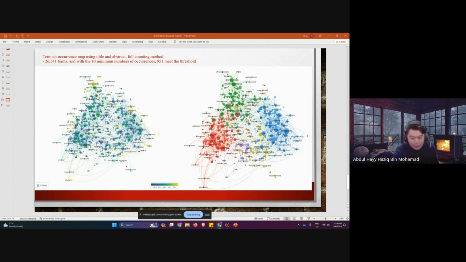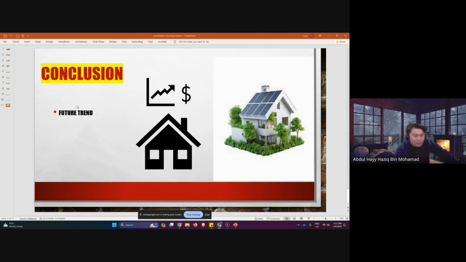Okay. So in terms of color cluster here, there are three dominant colors, which are red, green, and blue. Red here is about the economics problems, economics issues. Green here is about discrimination, social issues, and the blue one is about infrastructure issues. And here is where we are going to see the future trends.